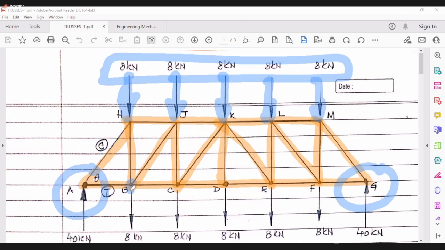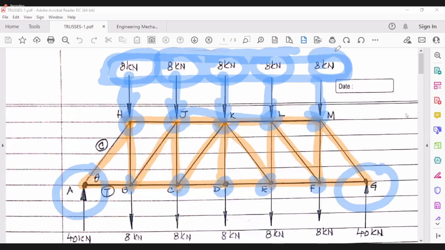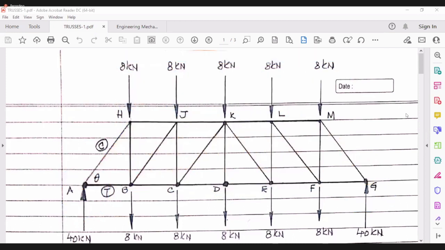Yes, sir. So this joint, this joint, this joint, this joint, and this joint are all subjected to a load. All loads are 8 kilonewton. Okay. Now, dear friends, remain very, very frank. You can stop me anytime.